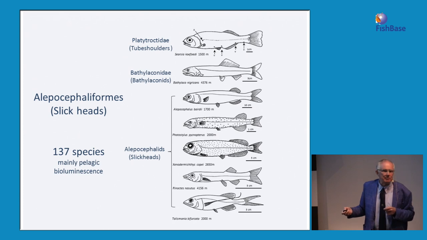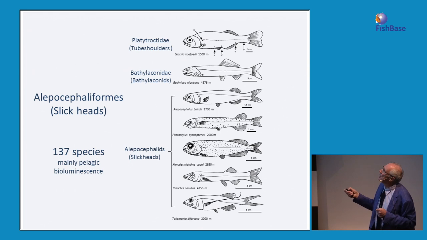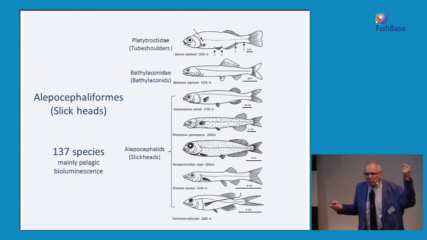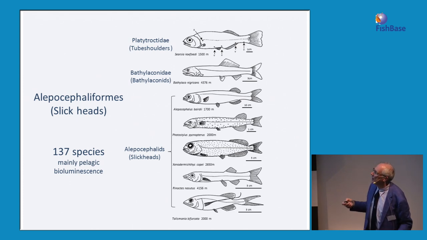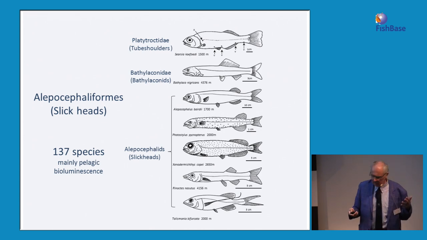There's 137 species. There's these Platytroctidae, the tube shoulders, which actually have a little tube opening behind the head, and they can squirt bioluminescent material into the surrounding water. And then there's all these Alepocephalids, which have different kinds of light organs on their bodies. They all have relatively highly developed eyes, visual systems. Some of them look a bit like salmonids in form, but these have been in the deep sea for a very, very long time.